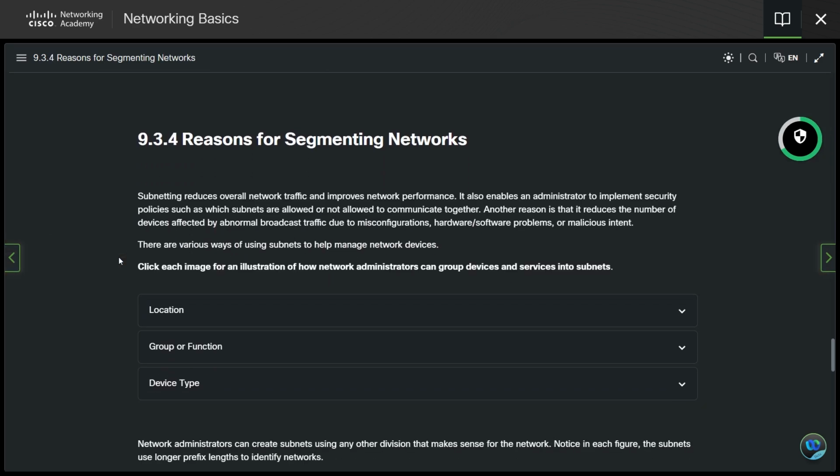The next point is reasons for network segmentation. Subnetting reduces overall network traffic and improves network performance. It also enables an administrator to implement security policies, such as which subnets are allowed or not allowed to communicate together. Another reason is that it reduces the number of devices affected by abnormal broadcast traffic due to misconfiguration, hardware or software problems, or malicious intent. There are various ways of using subnets to help manage network devices.